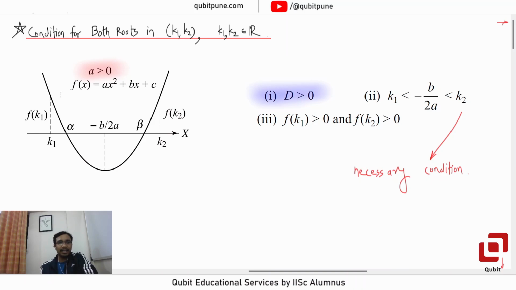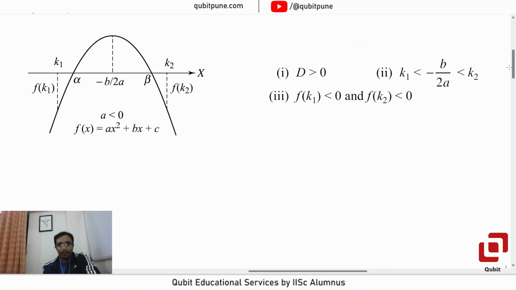Graphically, it means that this and this point. Now in this figure they have shown that these are at the same elevation, but that's not always the case. f of k1 and f of k2, the actual values do not matter, their signs matter. They should be positive. Now we can similarly have the inverted condition. What is going to happen here?